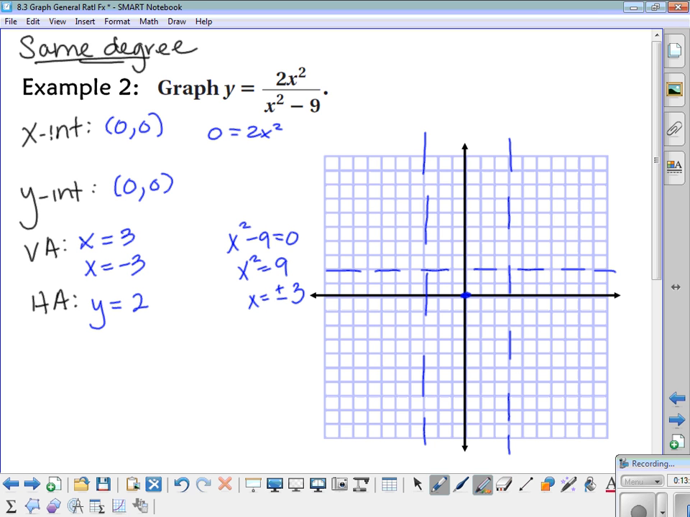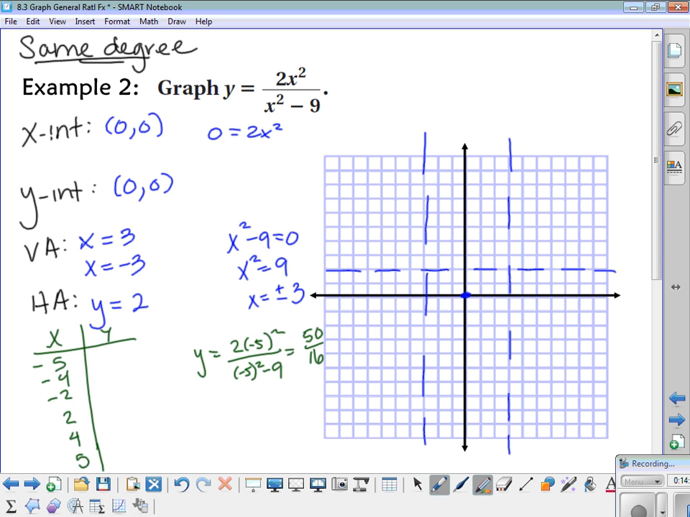So I'll make myself a table. On the left side, I'm going to put in a negative 5 and a negative 4 so I can see what's happening there. In the middle, I'll go ahead and put in negative 2 and positive 2. And then on the other side, I'll put in a positive 4 and a positive 5. So plugging those values into the equation, y would equal 2 times negative 5 squared over negative 5 squared minus 9. So that's 50 over 16, which comes out to 3 1/8.